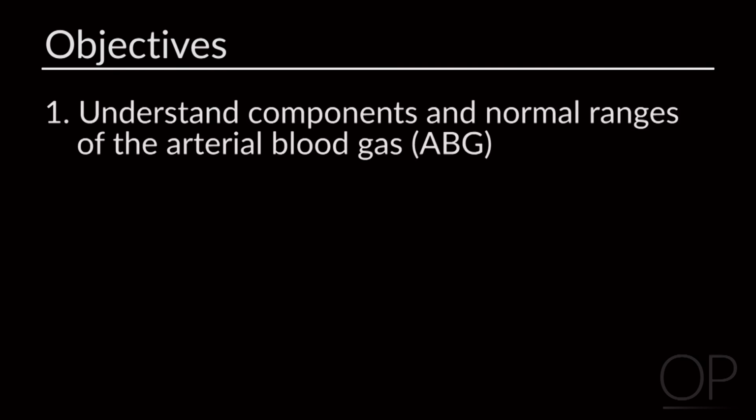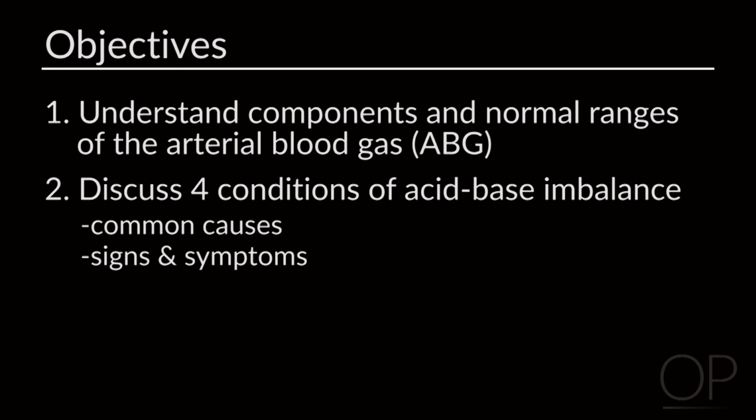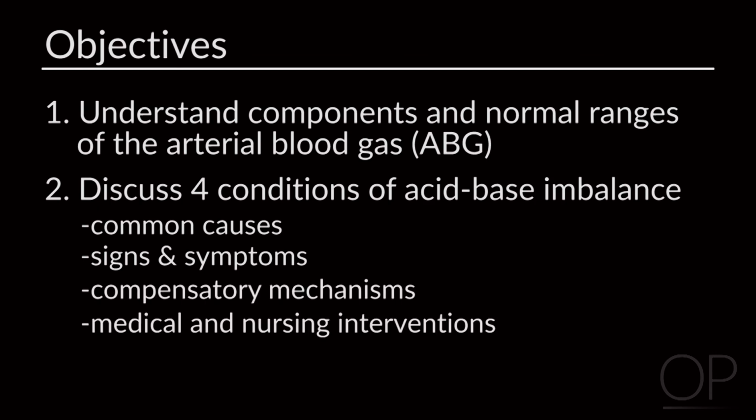The objective of this discussion is to understand the components of the arterial blood gas and the normal ranges for those components. We will discuss the 4 conditions that identify the physiological acid-base state, including their common causes, signs and symptoms, basic compensatory responses, and the medical and nursing interventions we would anticipate for those conditions.